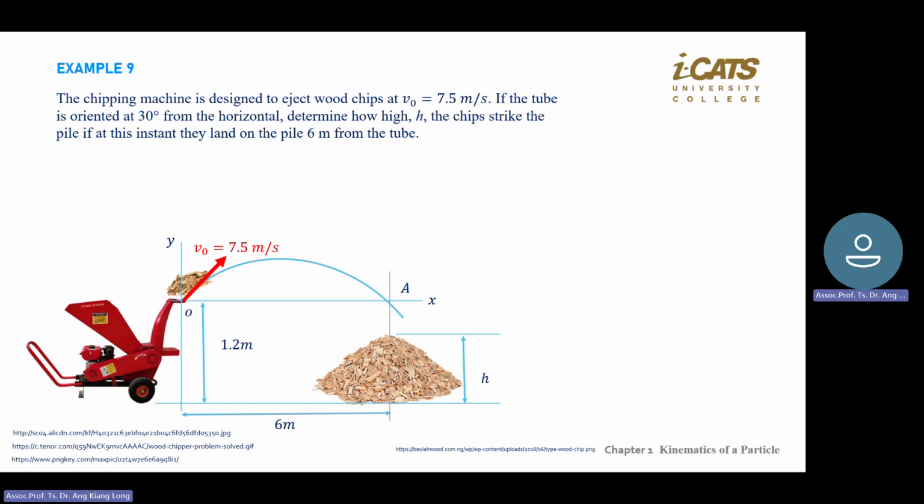Now your projectile is at 30 degrees. This is a vector with an angle, so you can split this into x and y. Your x-axis is cos, your y-axis is sine. So your V0x is V0 cos theta, which is cos 30 degrees, and V0y equals V0 sin 30 degrees. This one you have to know already.